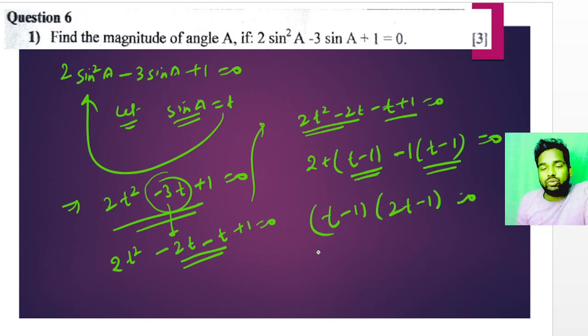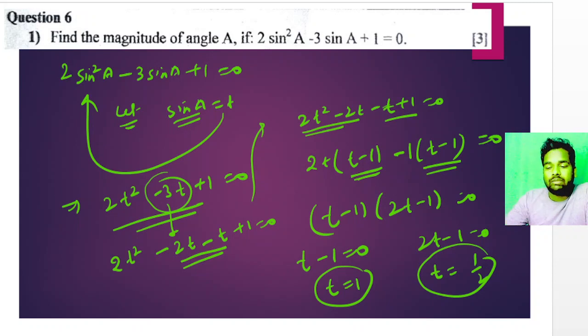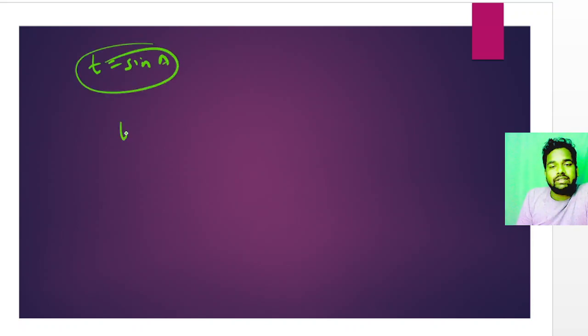Now two equations happen: T minus 1 is equal to 0 and 2T minus 1 is equal to 0. Then T is equal to 1 and T is equal to 1 by 2. Since we have already assumed that T is equal to sine A, we put sine A back in place of T.